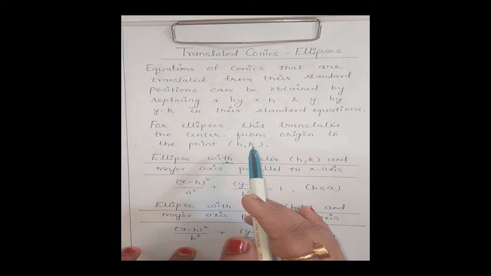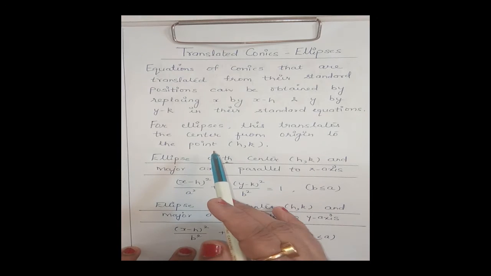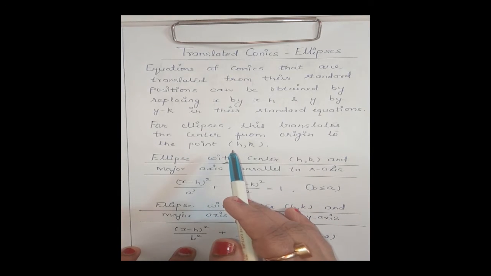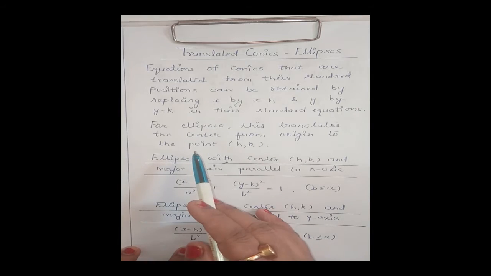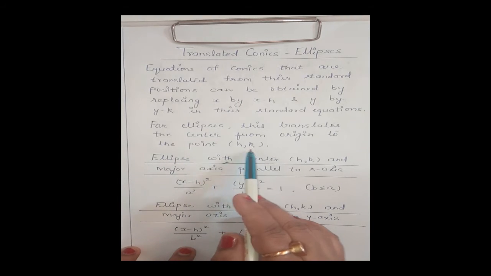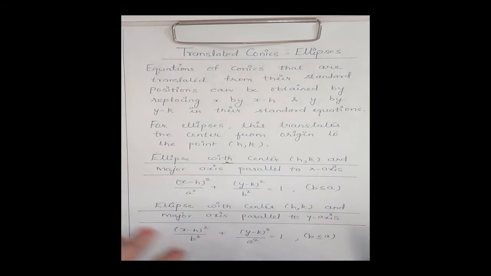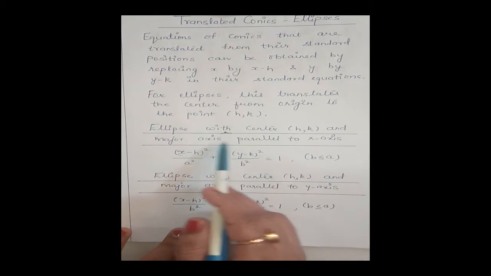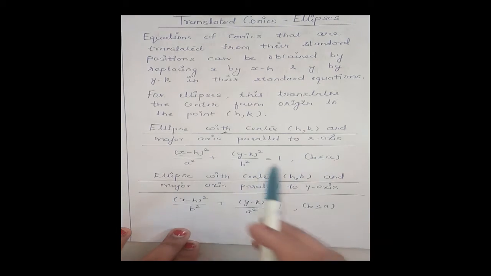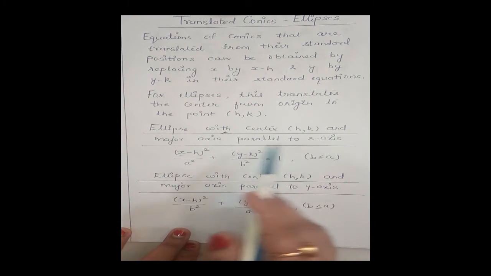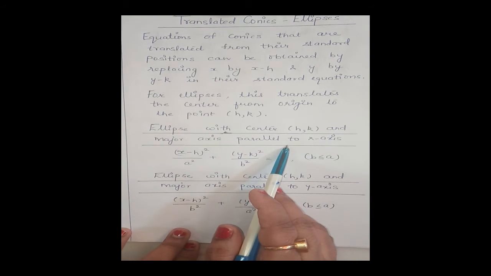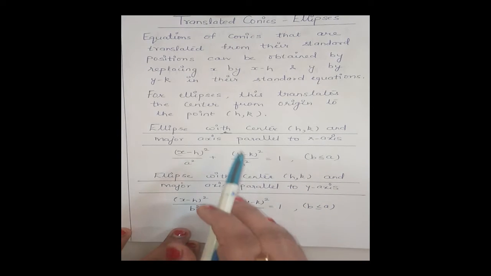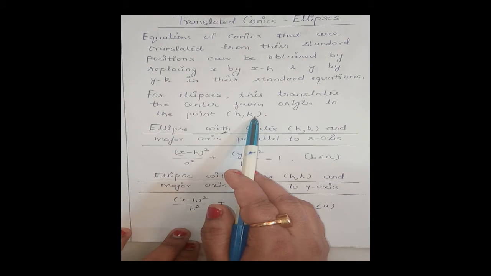In my last video, I have discussed the tracing of ellipse with center at the origin. Now here I am going to discuss the tracing of ellipse with center at (h, k), which is other than origin. First the equations: ellipse with center (h, k) and major axis parallel to x-axis. It is not along x-axis or y-axis. It is parallel to x-axis or parallel to y-axis in the case when center is other than origin.